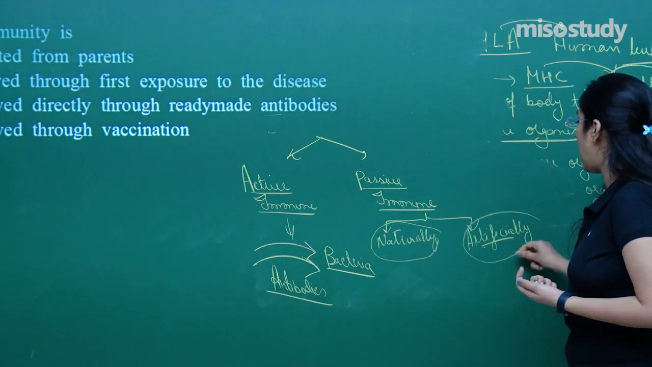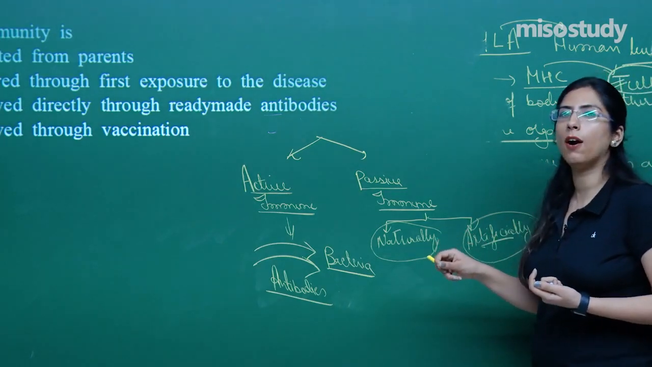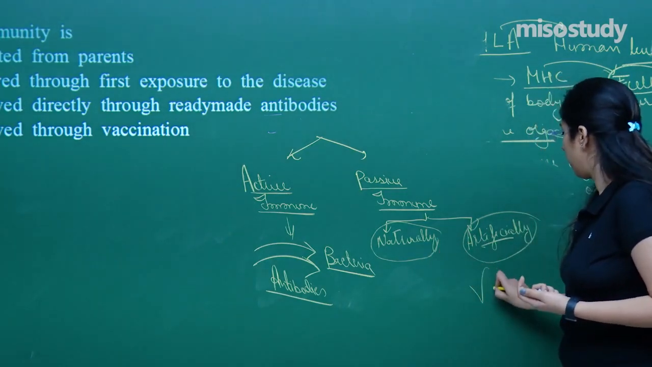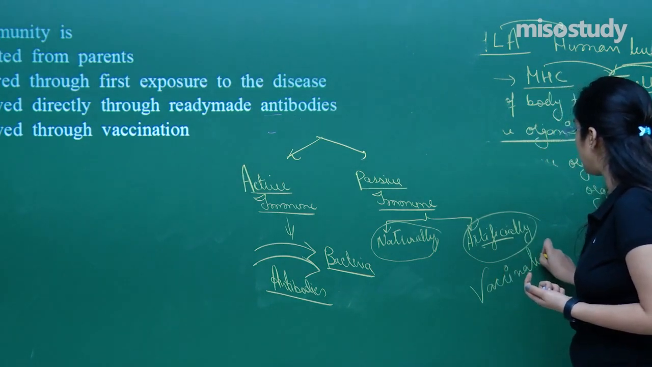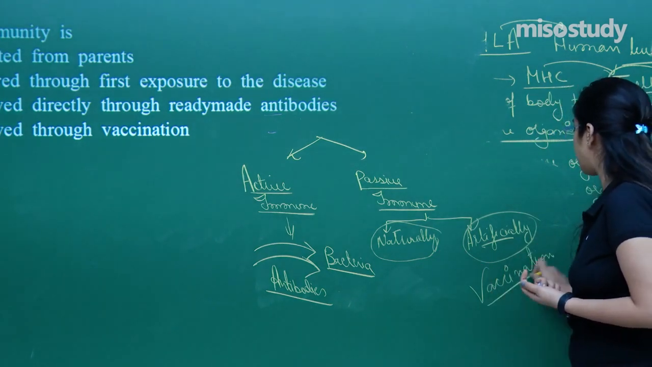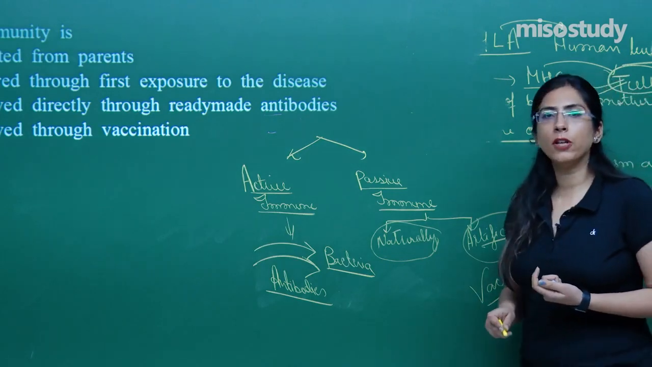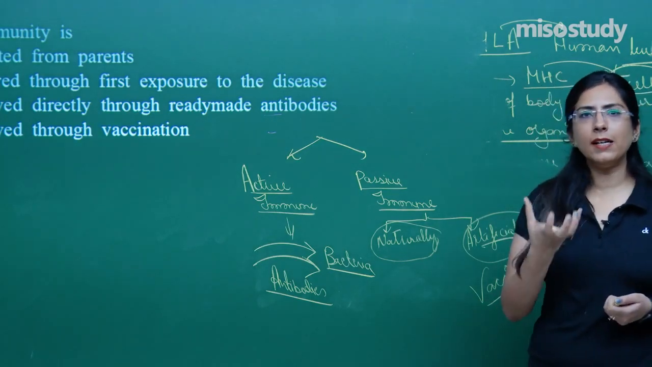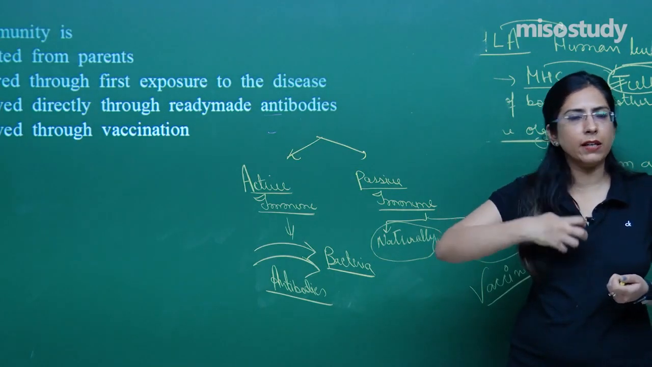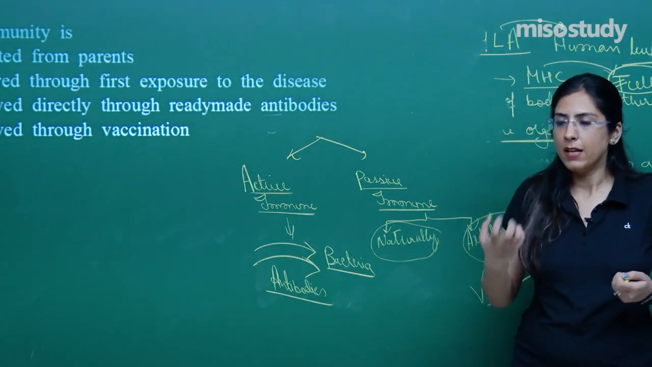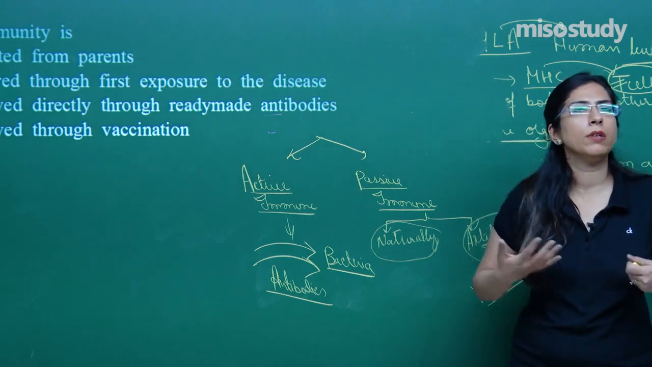Whereas when we talk about artificial, I hope you have heard of vaccination. What do you mean by vaccination? It means we are providing vaccines. We normally give killed bacteria, so that when they enter our body, they are in a non-pathogenic form. They enter our body and evoke our immune system.